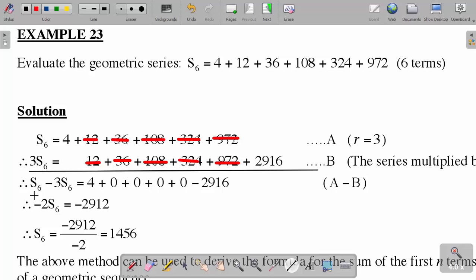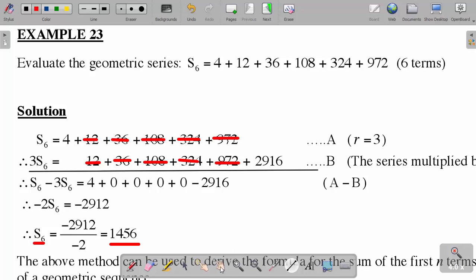Likewise, here we have S6 minus 3S6. Now these are like terms. It's like saying 1 minus 3, which gives me negative 2 S6. And because I'm looking for S6, which means the sum of the first 6 terms, I divide by negative 2 both sides. So if I divide by negative 2 here, I get 1456. So this is the sum of the first 6 terms of that geometric series. Maybe you can ask, why do it like that? Because I want to generate a formula whereby we follow the same procedure as you see here.